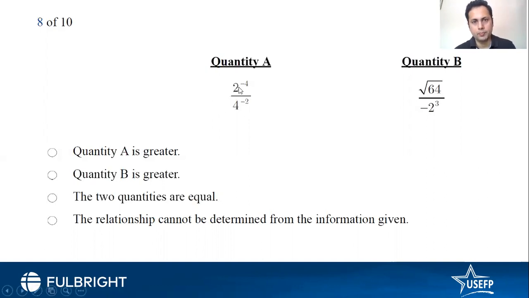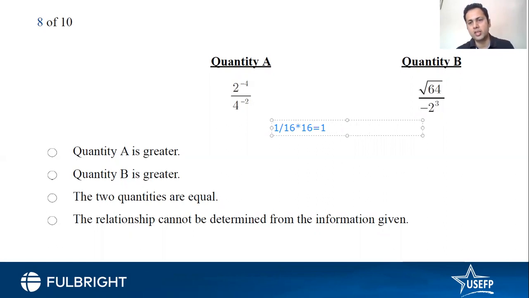So quantity A, 2 raised to the power minus 4. So 2 raised to the power minus 4 is equal to 1 over 16. 4 raised to the power minus 2 becomes 1 over 4 squared, which is 1 over 16. So this left hand side equals 1.